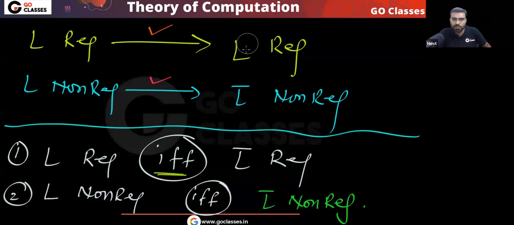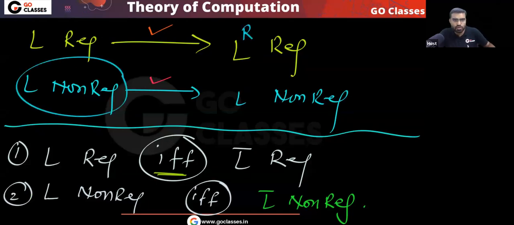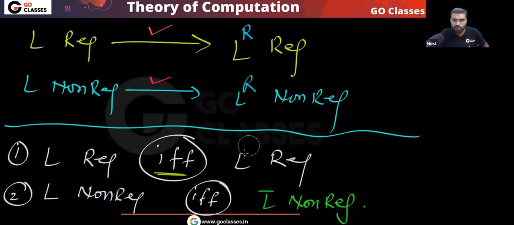Similarly, I can create it for reverse also. If L is regular, then L reverse is regular. If L is non-regular, then L reverse is non-regular. So L is regular if and only if L reverse is regular, and L is non-regular if and only if L reverse is non-regular. So this is the conclusion. Is this clear? Let me know.